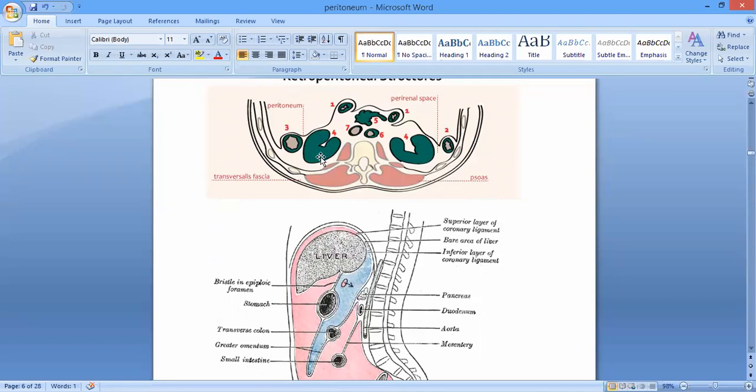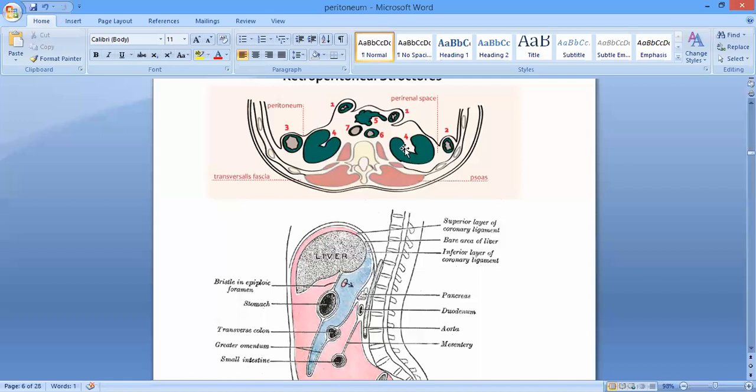Then you see these kidneys, right? These are the kidneys on both sides, and along with the kidneys the ureters are coming downwards. Is it clear? So all these structures are retroperitoneal. They are lying behind the attachment of the parietal peritoneum, behind the peritoneum.